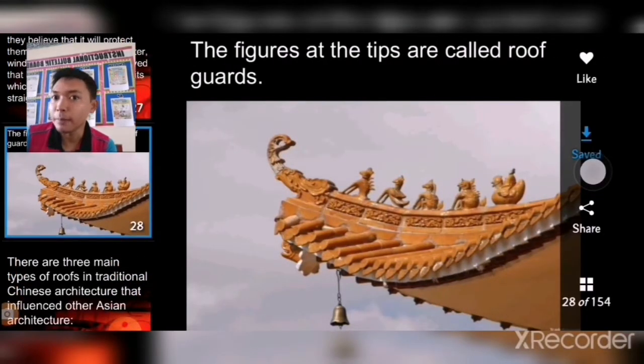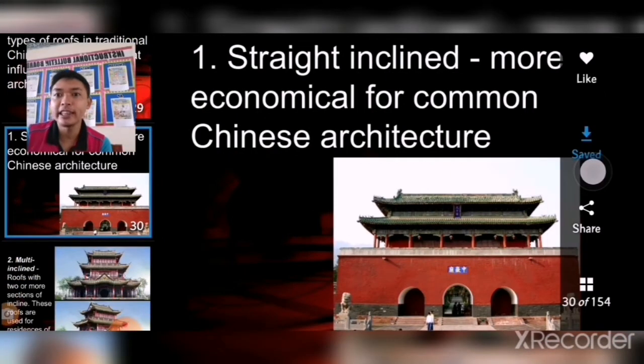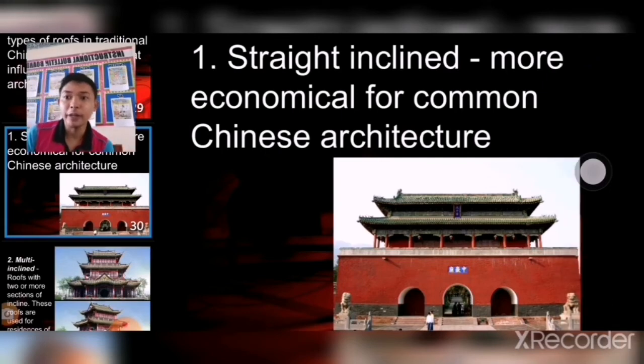The figures at the tips are called roof guards. So there are figurines at the end of the roof. There are three main roofs in traditional Chinese architecture that influenced other Asian architecture. First is straight incline, which is more economical for common Chinese architecture. That means it's very simple and anyone can use this type of architecture.